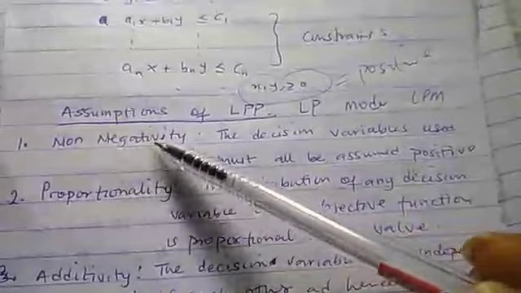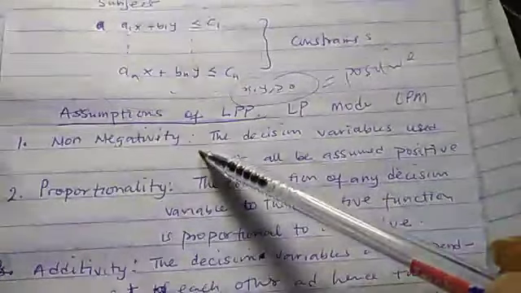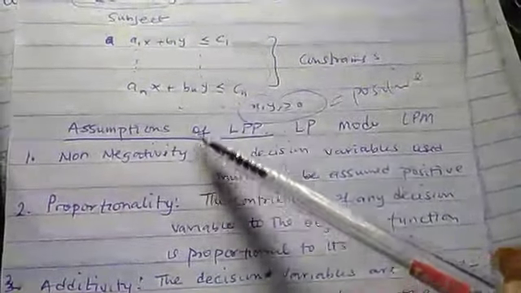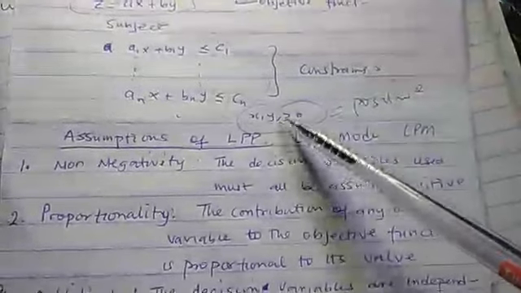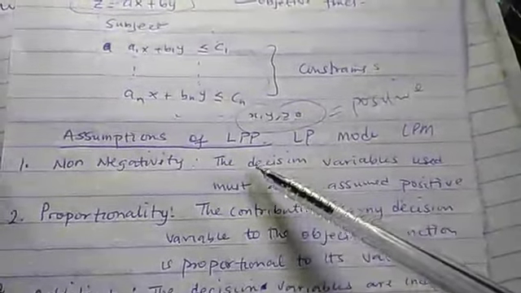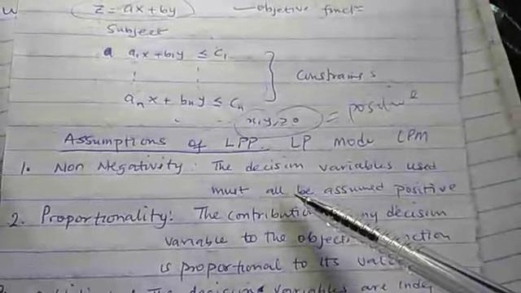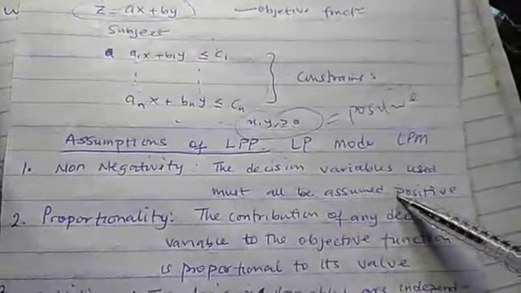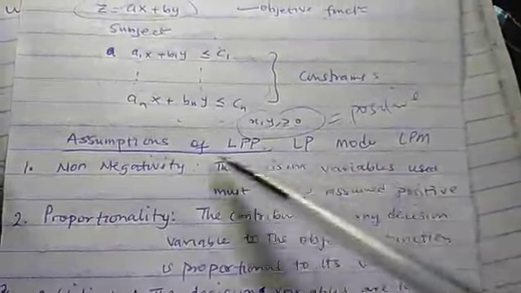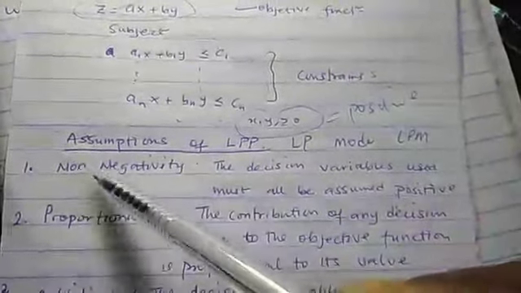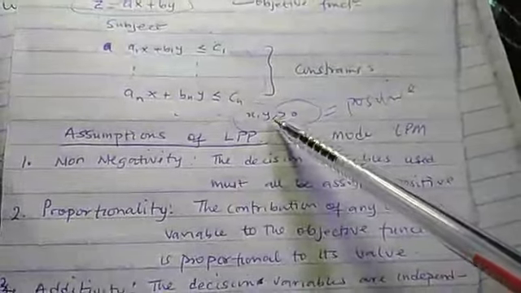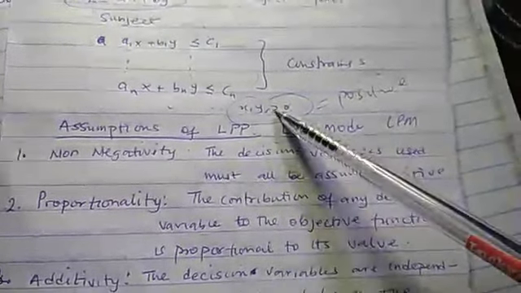the first thing we must consider is non-negativity of the variables. That is, the variables I wrote here must be greater than or equal to 0. The decision variables used must all be assumed positive. So that is the first assumption of a linear programming problem: when we solve it, we must not get negative values. It has to be positive.